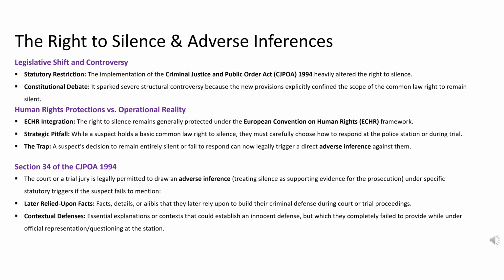Under the current framework, a court or jury may draw what is known as an adverse inference from a suspect's silence. This means that the failure to answer questions or provide relevant information may be treated as supporting the prosecution's case. Section 34 of the Criminal Justice and Public Order Act, 1994, specifically allows adverse inferences to be drawn, where a suspect later relies on facts, explanations, or alibis in court that they failed to mention during police questioning.